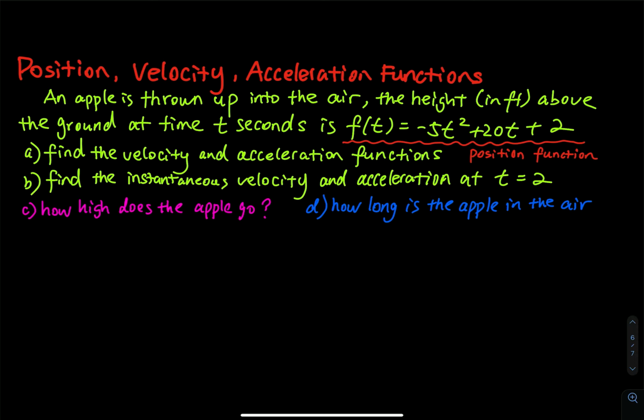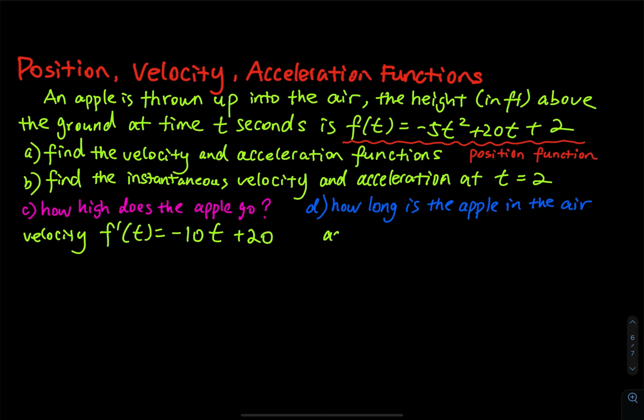The first question is asking to find the velocity and acceleration functions. So the velocity function, velocity is f prime of t. You take the first derivative of the position function. So using the power rule, you bring the 2 down, so you have negative 10t, and then the derivative of 20t is equal to 20. So this is your velocity function.